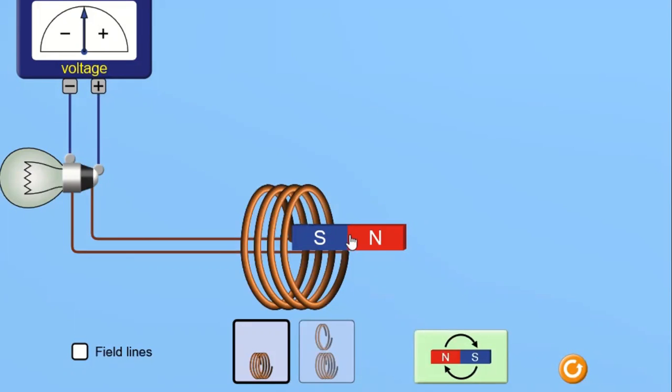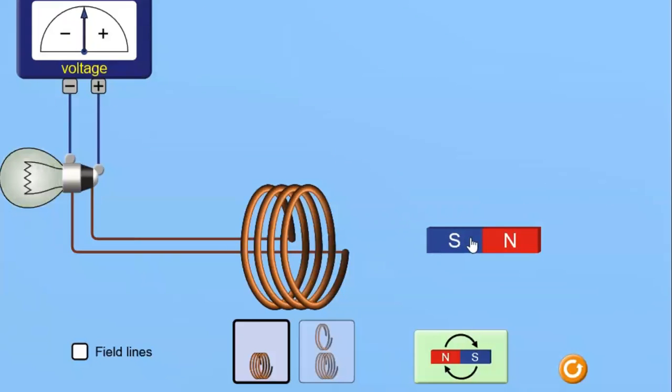Let's look at one more thing. I'm going to move the magnet slowly. Do you see the way the bulb is glowing? You can see the intensity of the current. Now, did you see that, children? When I moved the magnet faster, there was a greater amount of current.